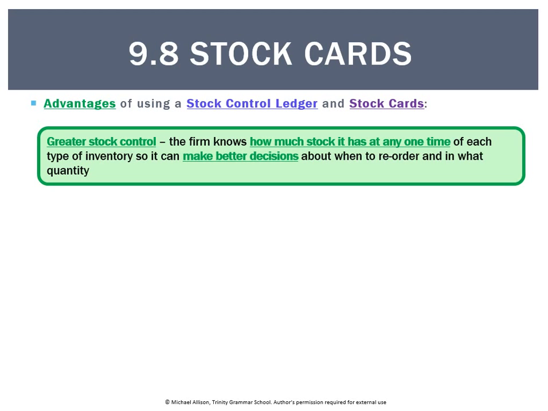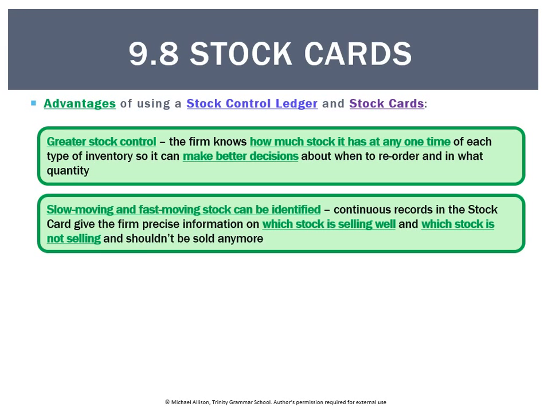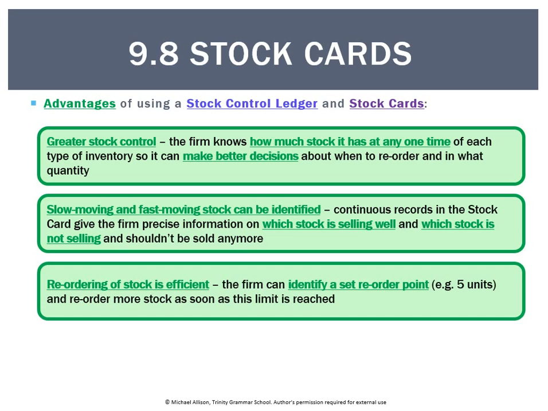The advantages of using these stock control ledger and stock cards are we get better stock control. We can look at these stock cards and figure out how much stock we have at any one time, and that'll enable us to make better decisions. The real advantage is we can identify any slow and fast moving stock. Stock cards allow us to figure out which stock sells well and which stock sells badly. So if something's not selling well, we can just get rid of it. And if something's selling really well, we might want to order more of it.